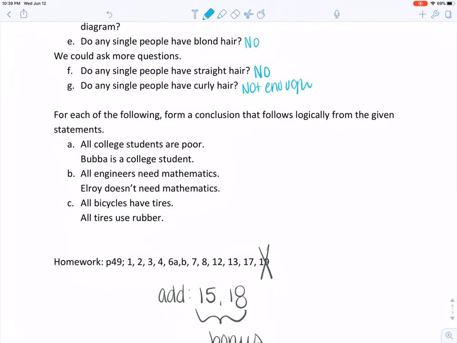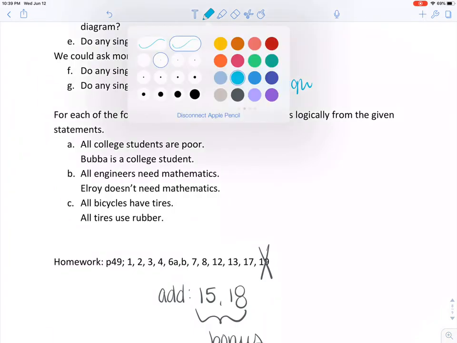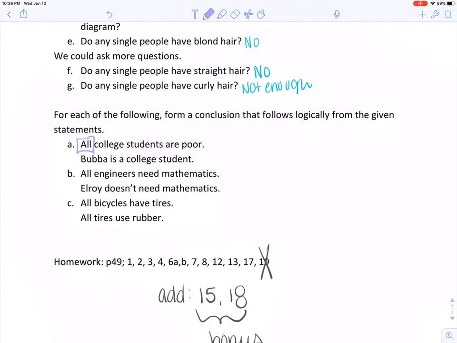So the last thing that we're going to do is a couple more examples. For each of the following, form a conclusion that follows logically from the given statements. All college students are poor. Bubba is a college student. So because all college students are poor and Bubba is a college student, I can then say that Bubba is poor.